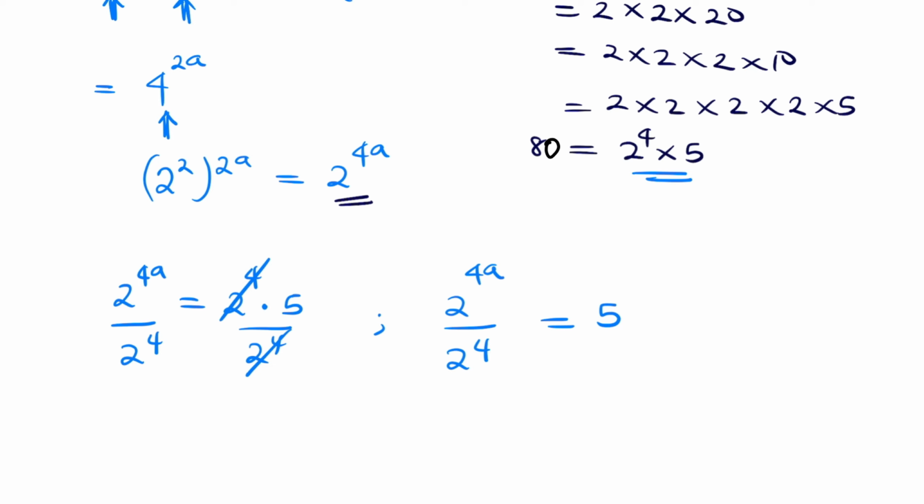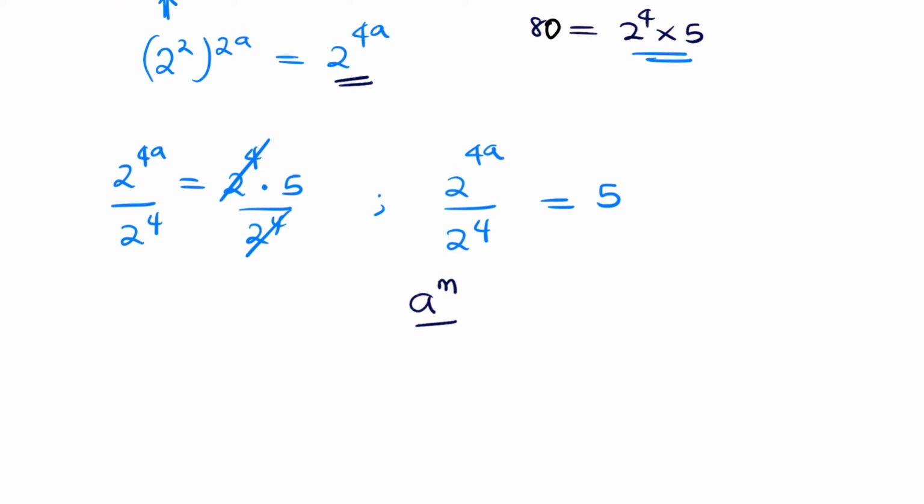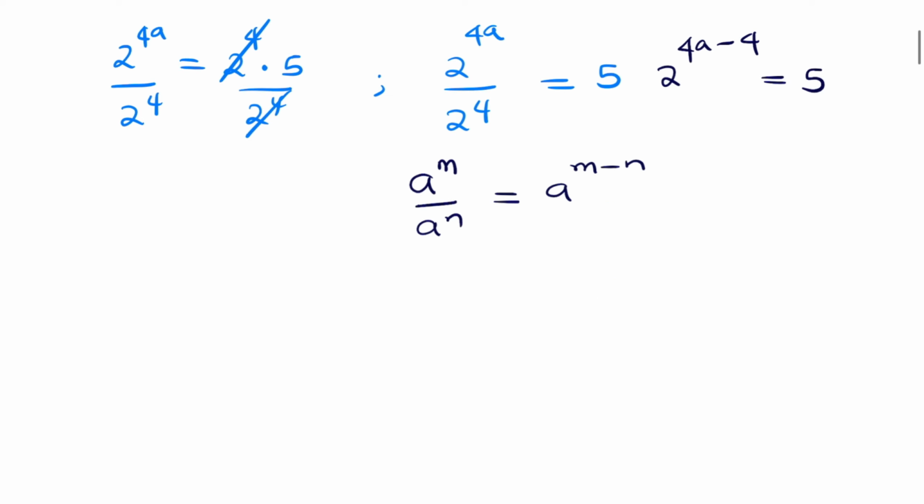Now I am going to apply another law of indices, which says if I have a raised to power m divided by a raised to power n, I can express this as a raised to power m minus n. So what we have here becomes 2 raised to power 4a minus 4 is equal to 5. I'll rewrite that on the left hand side here: 2 raised to power 4a minus 4 is equal to 5.